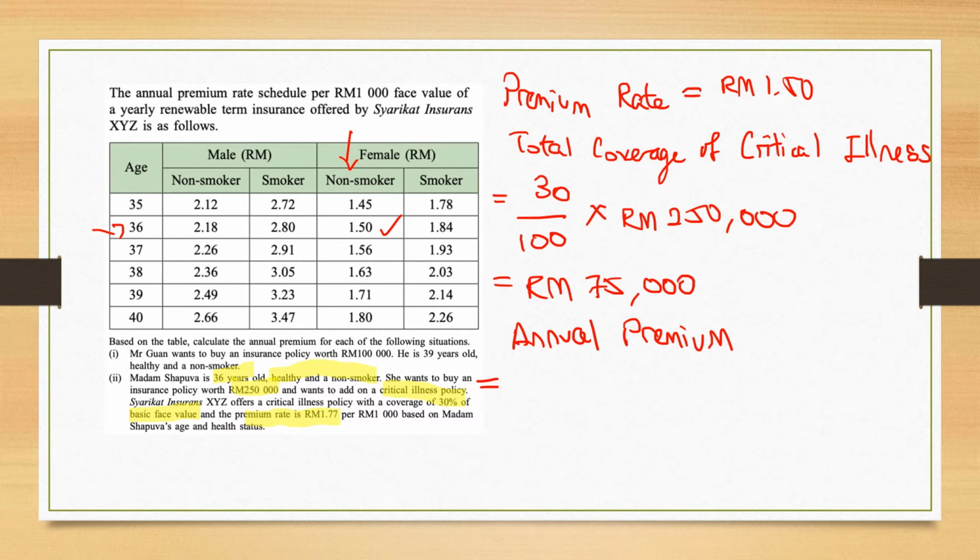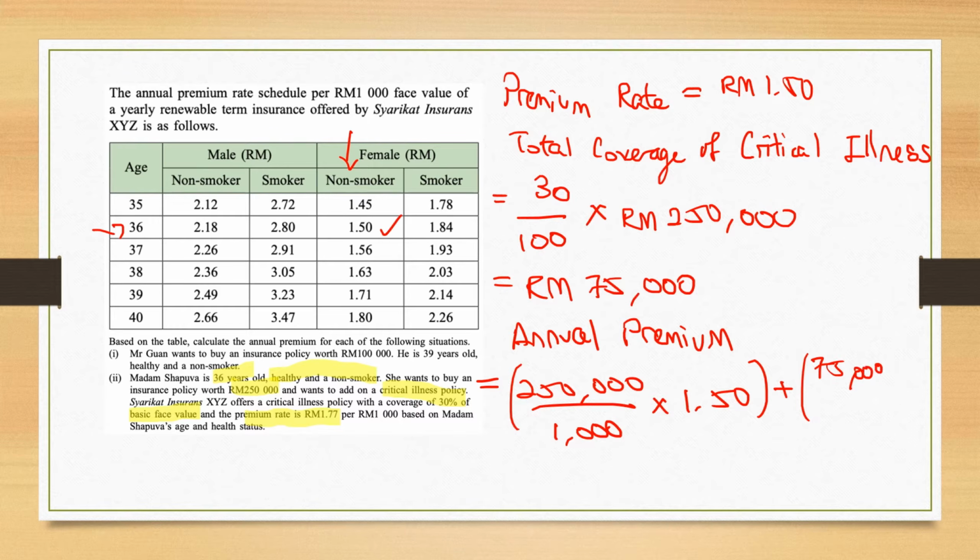Annual premium would be, we need to calculate the annual premium for critical illness as well as annual premium for the basic one. Alright, so annual basic premium, that would be 250,000 over 1,000. Remember your formula, times 1.50. We mentioned here that we need to find 1.50. There you go, that's the premium rate, 1.50. Now, plus this 75,000 right here, 75,000 over 1,000 times our premium rate mentioned here is 1.77.